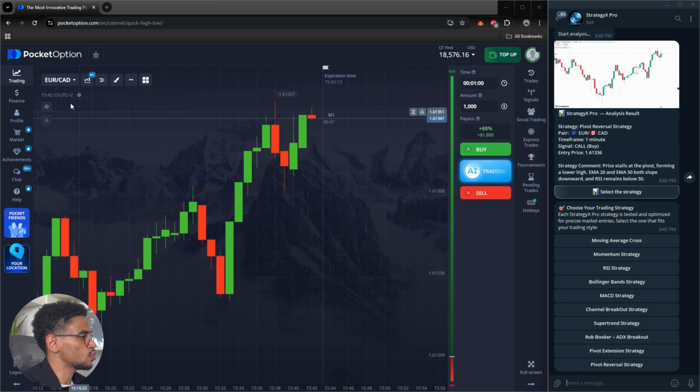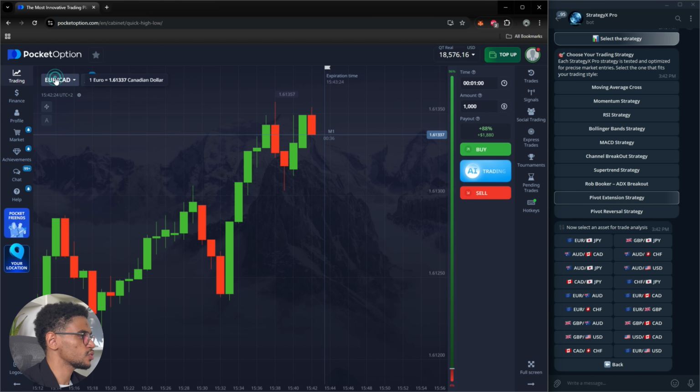So let's go ahead, do one more trade. We're already profiting pretty good, 4.5k I think. So let's do one last trade right here with pivot extension strategy. We did one with reversal, so same process.